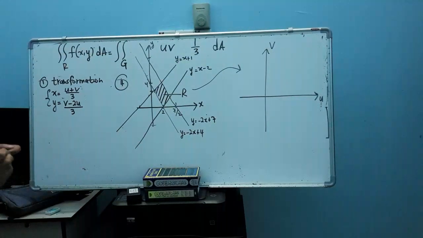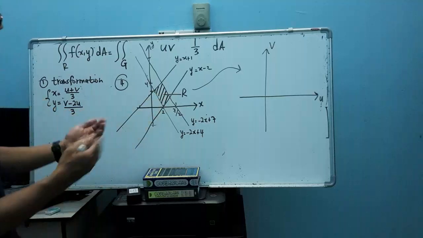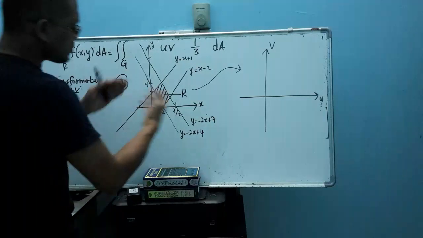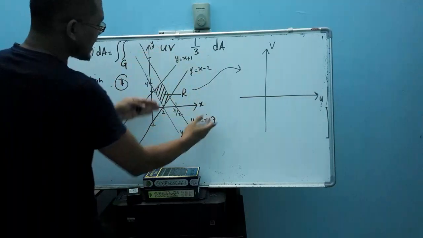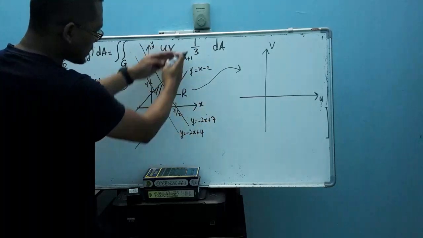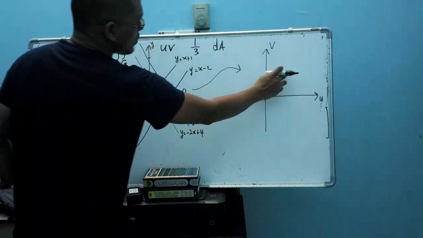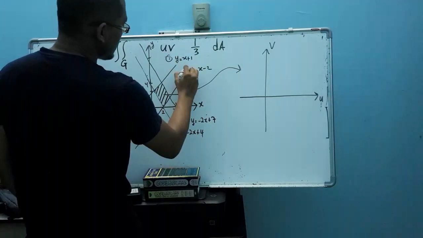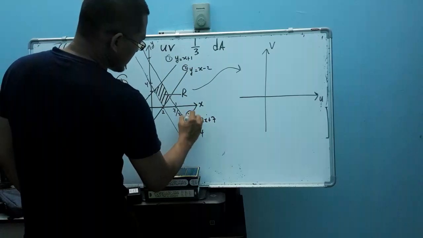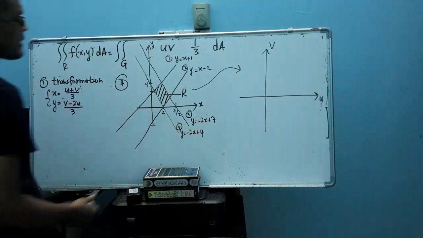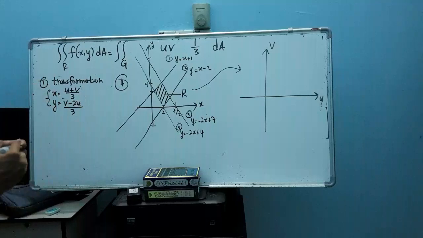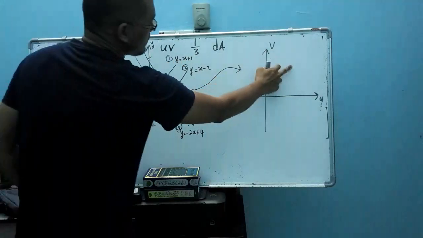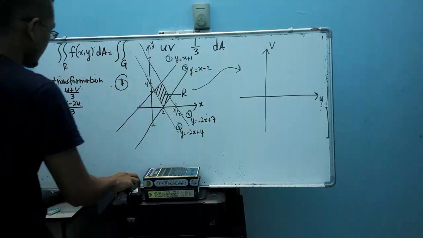Since our R here is bounded by these 4 lines, meaning that we need to transform all the boundary lines into the UV plane. We have 4 lines: the first line, the second line, the third line, and then the fourth line. Let's transform our first line here into the UV plane.